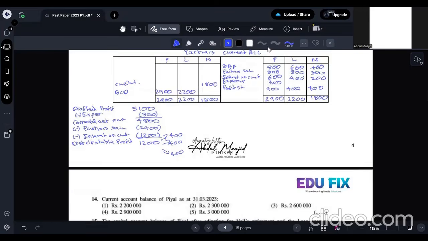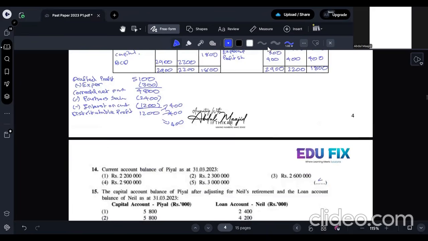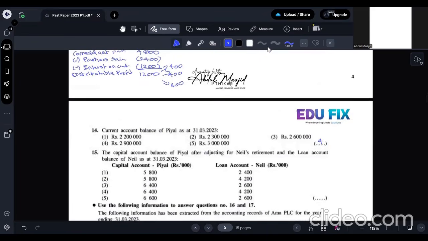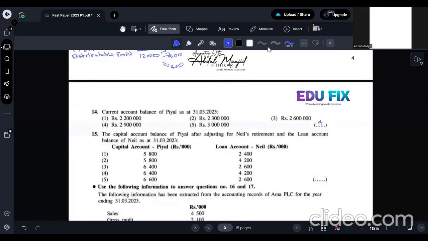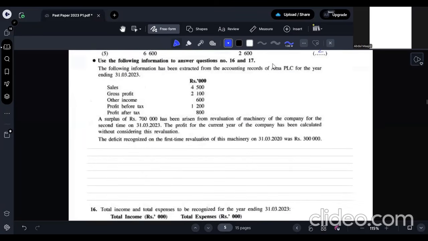Current account balance of PL will be 2,900, answer number 4. Capital account balance of PL and loan account of Neil. PL's capital account is 5,800. Neil's loan account is 4,200. 5,800 and 4,200, answer number 2. Okay, that is done. Next one.